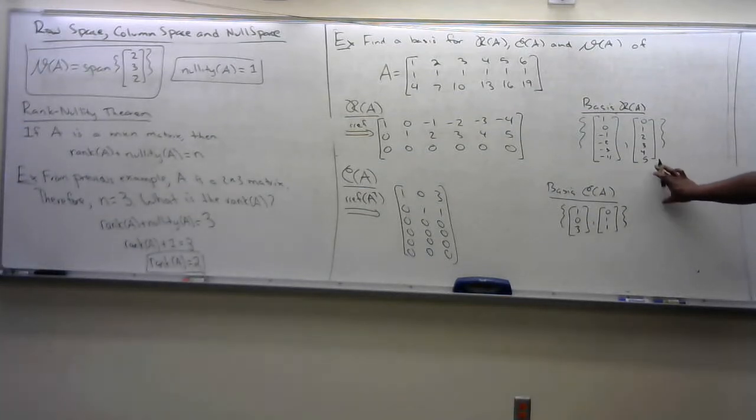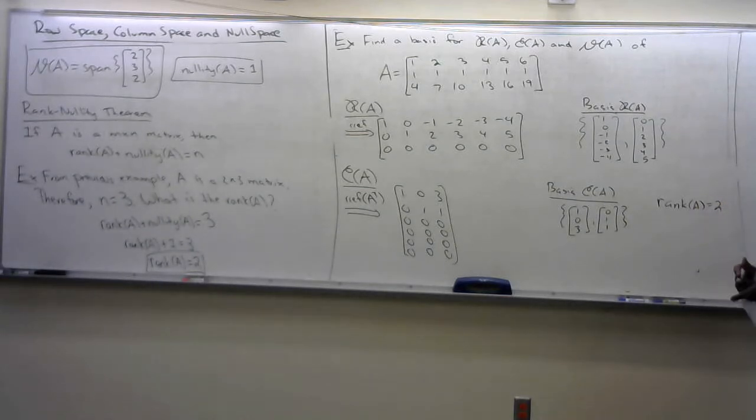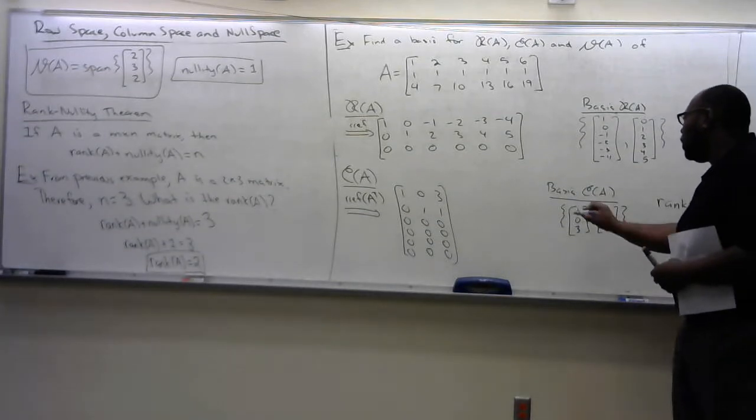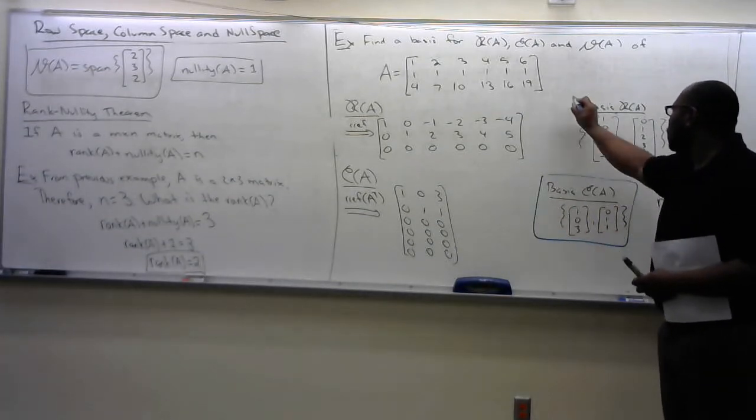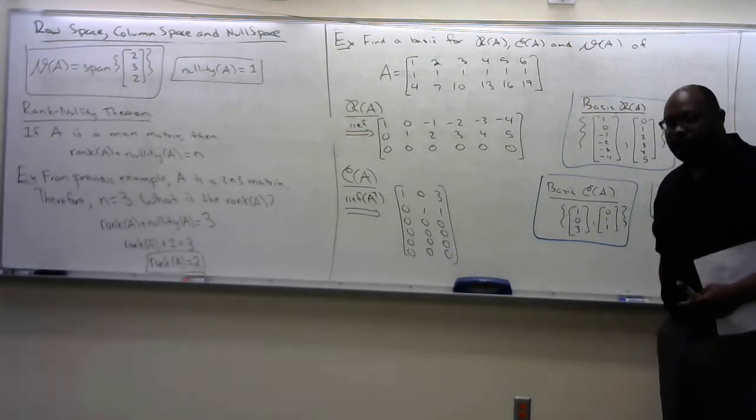Now notice that these both have the same number of basis vectors, right? This has two basis vectors for the row space of A. This has two basis vectors for the column space of A. What's the rank of A? Rank of A is equal to 2. Let's box all of these: basis, row space, and column space. I'll even box the rank.